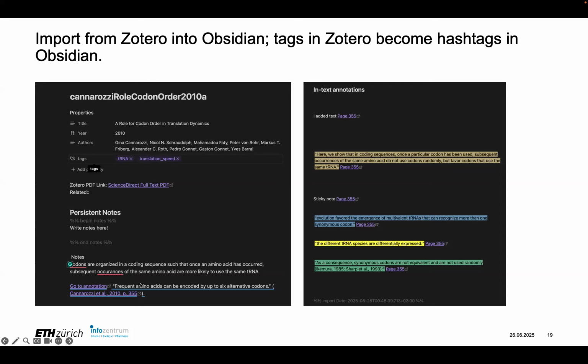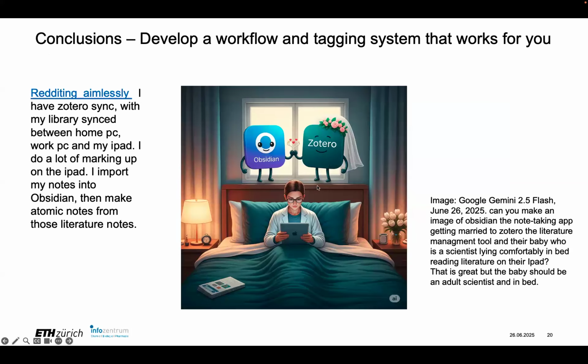So these are the notes I put in there. Here are the highlights, and the colors aren't exactly the same, but it's close enough. So I think this is really super cool. So that's it. If you need help with that, I'm happy to help. The idea is to develop a workflow, and I think there's a lot of thought that has to go into the color scheme, the tagging scheme. Once you've established the system that works for you, then you can set it up to work in both Zotero and Obsidian. And here we have Obsidian and Zotero getting married, and their baby is the happy scientist that can read in bed with their tablet.